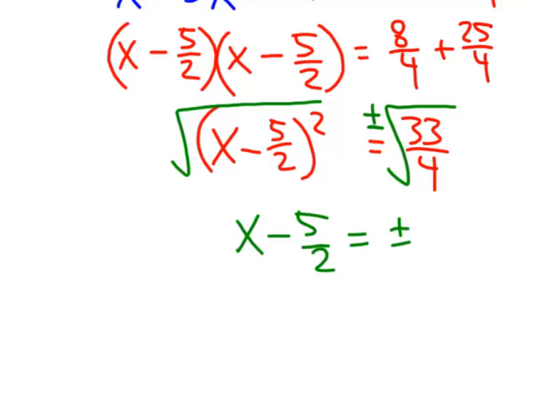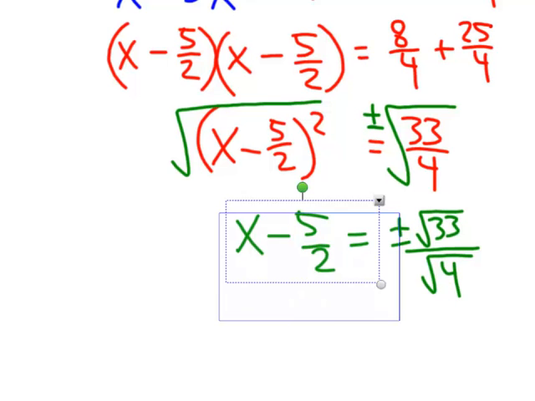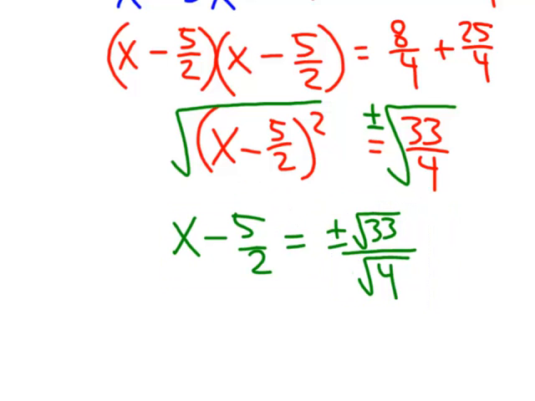Now let's keep in mind, if you're comfortable with how to deal with radicals, you know that you can say square root of 33 over square root of 4, that this is a valid move. And then you say, oh, well, square root of 4, I can simplify that one a little bit. That's going to give me plus or minus square root of 33 over just 2.